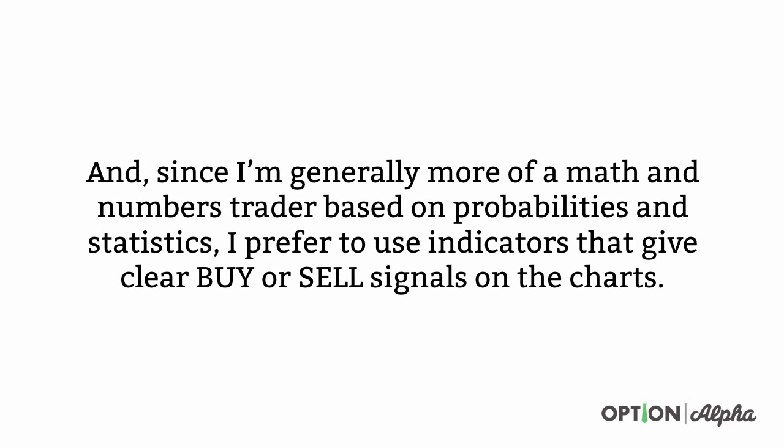Since I'm generally more of a math and numbers trader based on probabilities and statistics, I prefer to use indicators that give clear buy and sell signals on the charts. That's just how I'm wired. So I want to go through some examples here so we can start to lay the foundation in this video for how we can use signals that are less subjective than chart patterns or candlesticks, things like that.